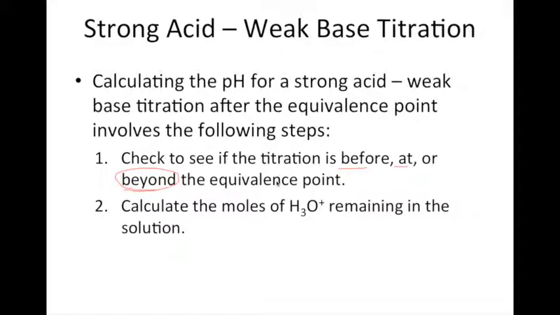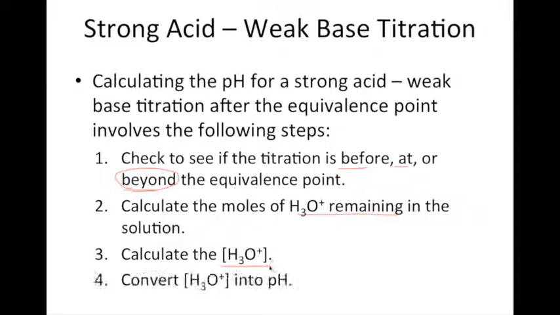Second, we need to calculate the moles of H3O+ remaining in the solution. Remember, we're going to add H3O+, our HCl, but some of that is going to get neutralized. So we want to calculate the moles remaining in our solution. And once we've done that, we can convert the moles into a concentration. And then, of course, we can convert our concentration of hydronium into a pH.